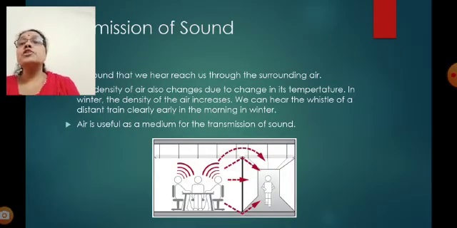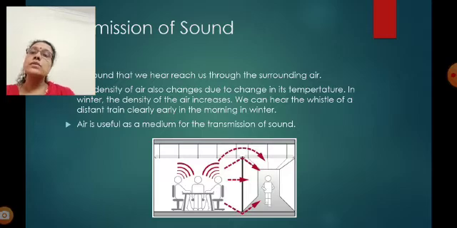Next is transmission of sound. Sound that we hear reaches us through the surrounding air. The density of air also changes due to the change in its temperature. In winter, the density of air increases. We can hear the whistle of a distant train clearly early in the morning in winter. Air is useful as a medium for transmission of sound.